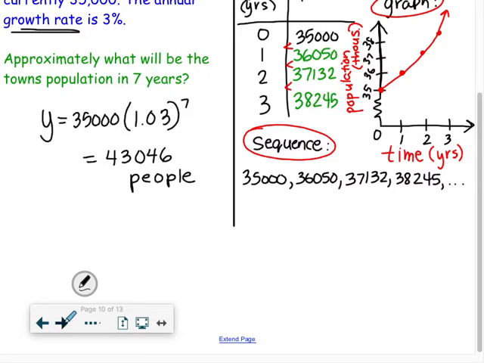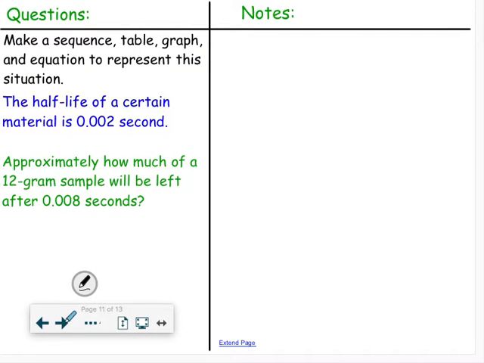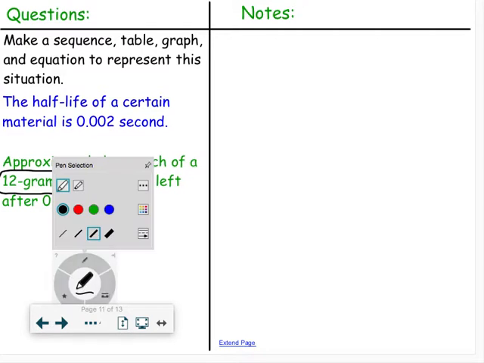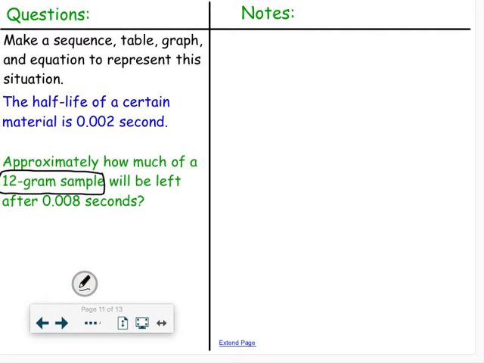One more example, and then you'll be ready to go. This third example is particularly important for science classes in the future because we're talking about half-life here. So approximately how much of a 12-gram sample will be left after 0.008 seconds? All right, so the half-life, I'm going to put a little rectangle around this. The half-life of a certain material is 2/1000ths of a second. And we're trying to figure out how much is going to be left after 8/1000ths of a second. And 12 grams is how much the sample starts with.